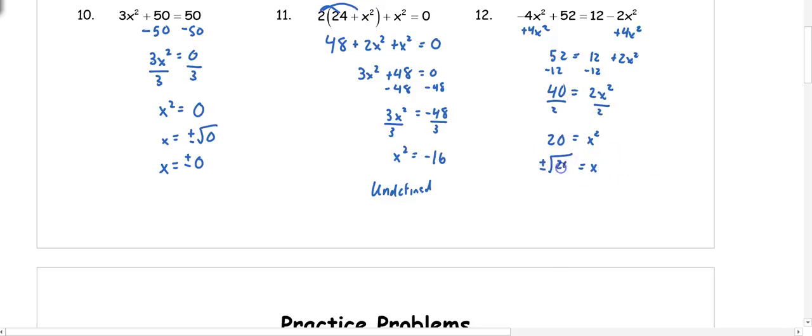So I have plus or minus the square root of 20, and 20 breaks down into 4 and 5, 2 and 2 and 5. So I have a pair of 2's and a 5 left over. So I would say x equals plus or minus 2 root 5.